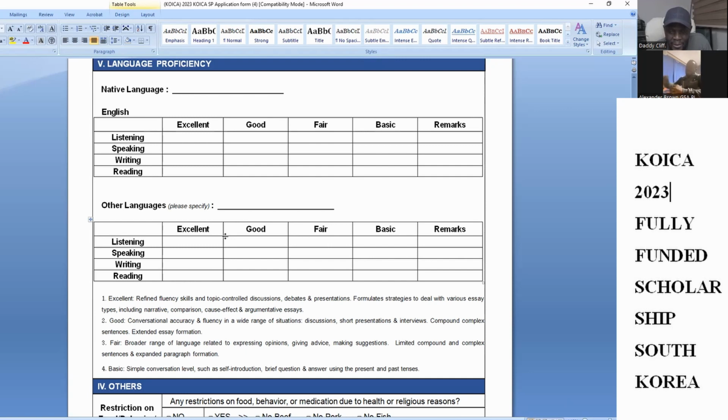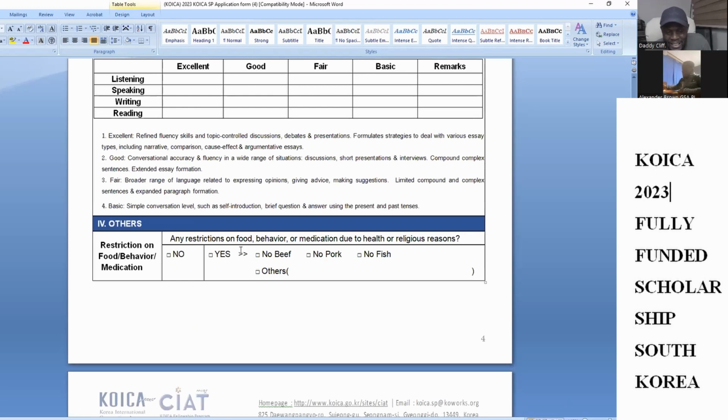Then you take, when it comes to the listening, the speaking, the writing, and then the reading. Excellent simply means you're very comfortable with English. Very, very. Yeah. Refined fluency skills and topic control discussions, debates and presentations. That means that you are very good with the language. Yeah. So basically that's it about English.